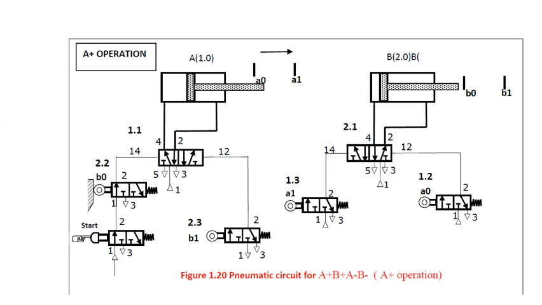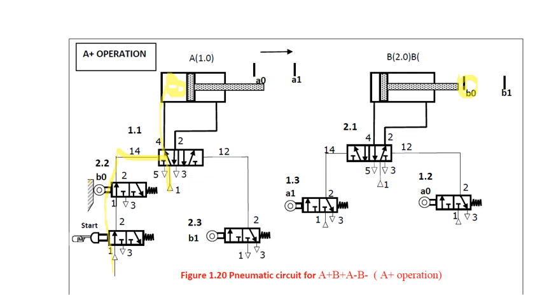Now, see here, once you press the start button, we know B naught is under the initial condition, so it is generating the signal. When you press the start button of the 3 by 2 push button valve, it will give a supply to memory valve 1.1. Memory valve 1.1 has a signal from the B naught, so the compressed air will supply to the piston end of cylinder A, so that cylinder A will move forward.